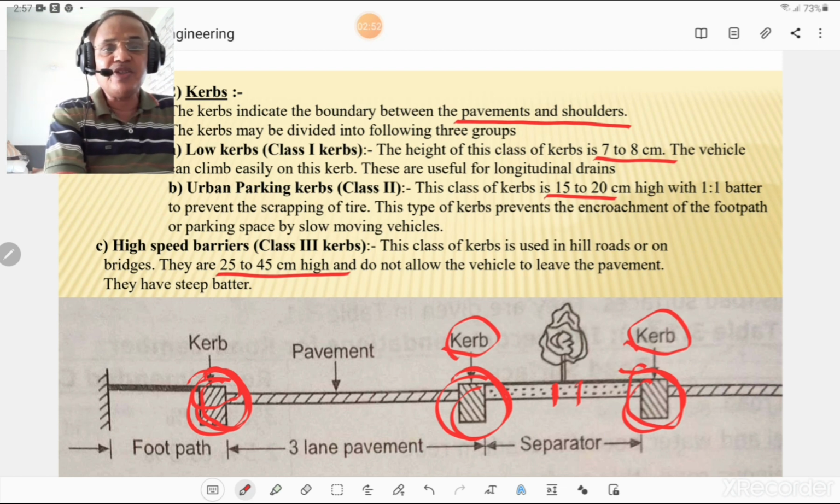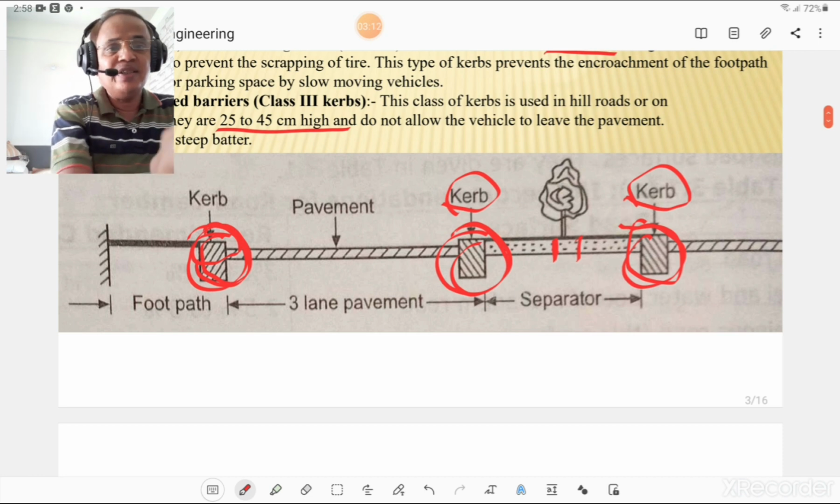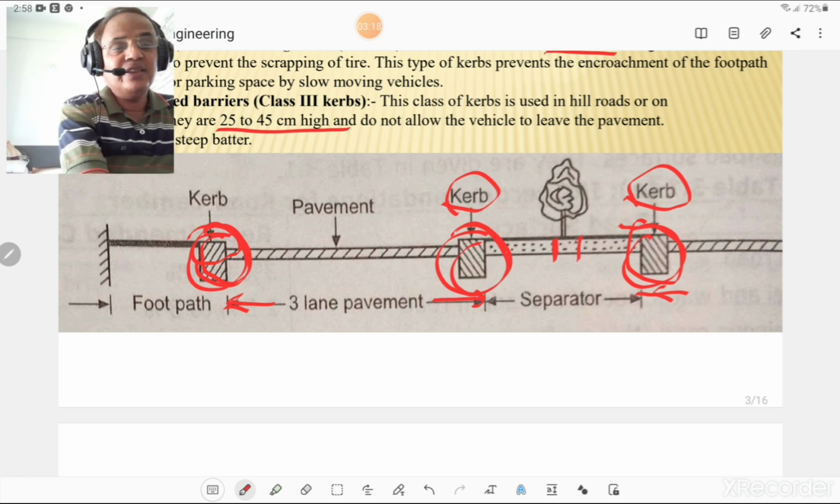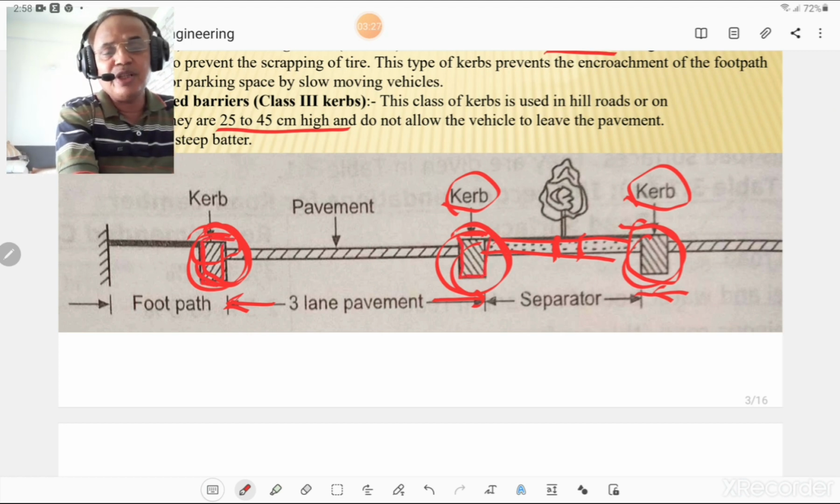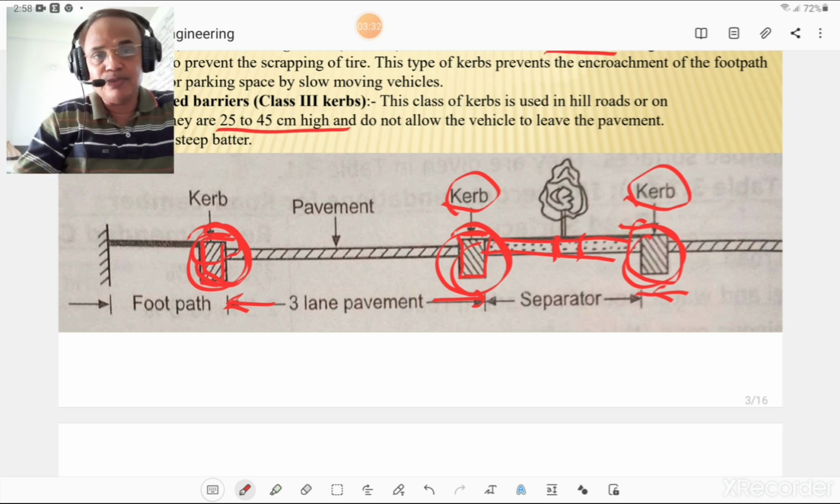And the third type of curb is high speed barrier or class 3 curbs. This class of curb is used in hilly roads or on the bridges, and they are 25 to 45 centimeter in height and do not allow the vehicle to leave the pavement. They have steep batter. That is very important. So please look at this figure. This is the 3-lane pavement, and another 3-lane pavement is here, and this is the median. If longitudinal drain is placed here, the curbs are placed on both sides, and here is also a curb placed between the footpath and the pavement. So this figure is self-explanatory in terms of curbs.